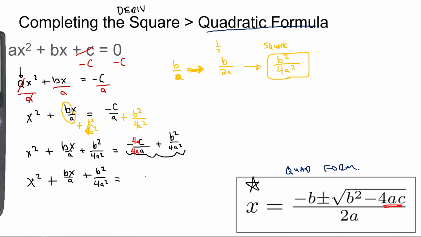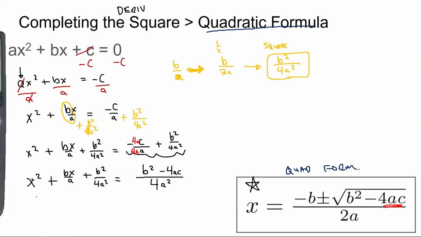Now I've got a common denominator, so I'm going to keep that common denominator of 4a squared. And I've got a negative 4ac and a positive b squared. Let's get that positive b squared out front. It's going to look like that. Okay. And you can already see there's a b squared minus 4ac over, that's the square root of that.